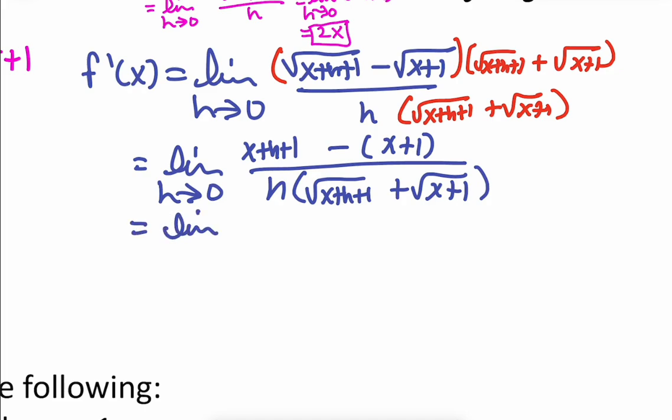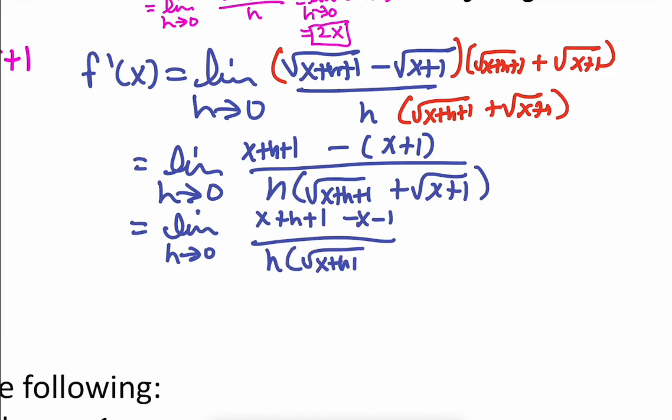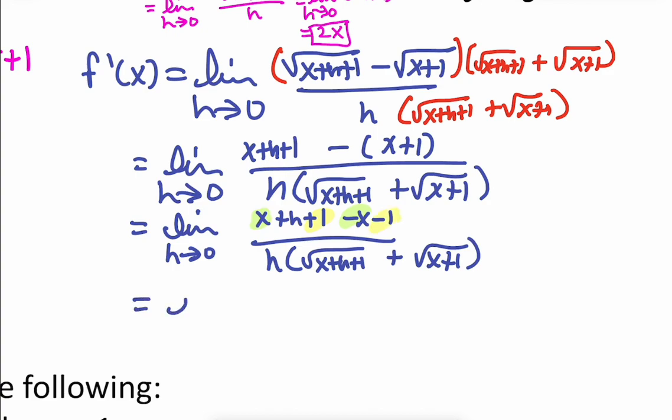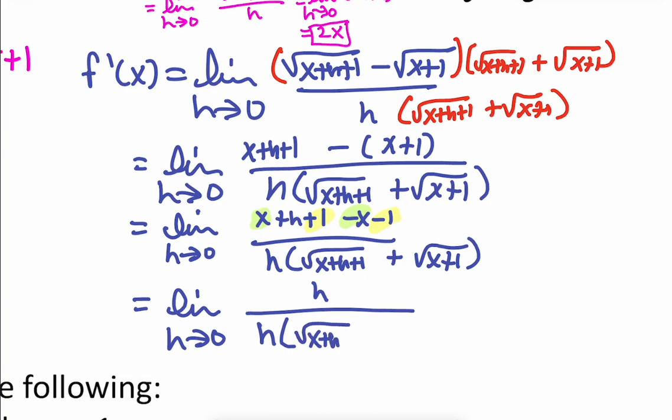So we get the limit as h approaches 0 of x plus h plus 1 minus x minus 1 all over that gross denominator. Okay, now watch what happened. The x doesn't have an h, but it has something to cancel it. The 1 doesn't have an h, but it has something to cancel it. So we are left with h over h times that gross thing.